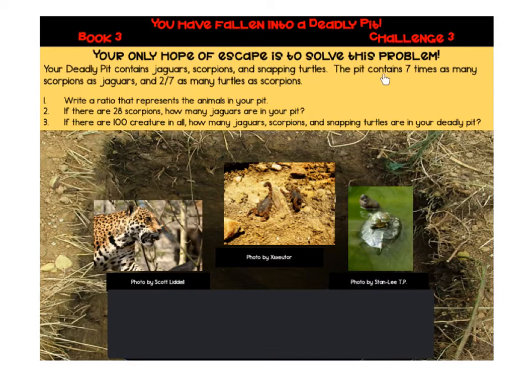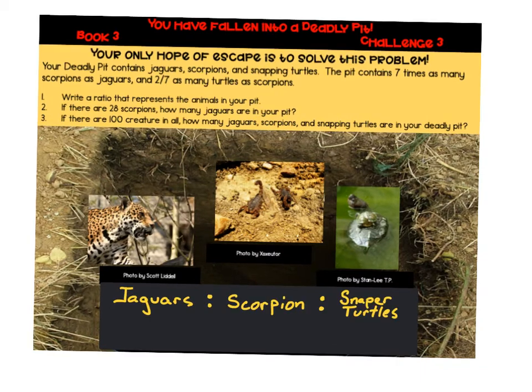All right. Your pit contains 7 times as many scorpions as jaguars and 2/7 as many turtles as scorpions. Youch! And the very first thing you must do is write a ratio that represents the animals in your pit. Alrighty, my friends. So I have set up the ratio as jaguars, scorpions. Oops, I forgot the S there, didn't I? Little S there, super. And then snapper turtles right here.